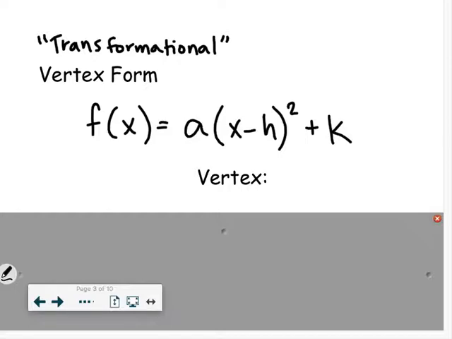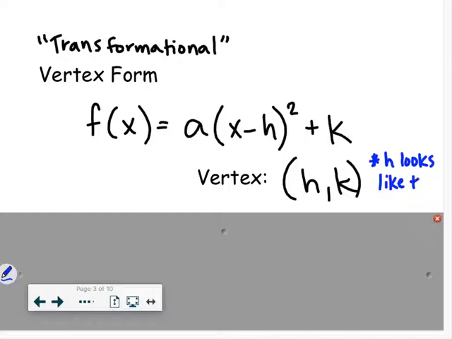HK. Excellent. So let's write that as an ordered pair. HK. And some people may make a side note. H looks like the opposite. So if it's x minus 3, the H is really a positive 3. If it's x plus 4, the H is really a negative 4. H looks like the opposite, but K looks like what it is. So it's only the H.